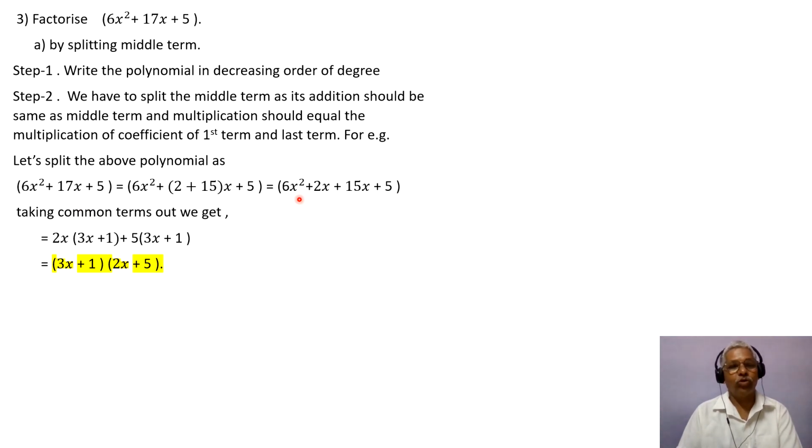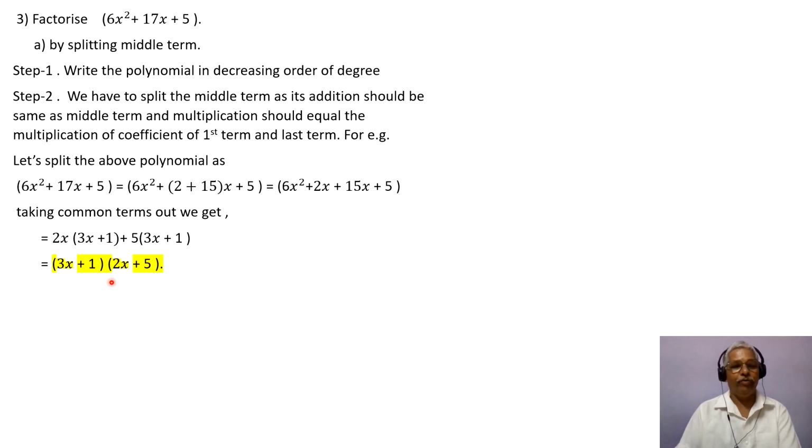Okay, so if you carry out all this, see, it is here. I am taking 2x common, and what is remaining in the bracket is 3x plus 1 in these two terms. And if you take 5 common, then 3x plus 1 here. Now if you take 3x plus 1 common, then you are left with 2x plus 5. So these are the factors. Okay, it's very easy. If you try to look at it, it is really very easy.